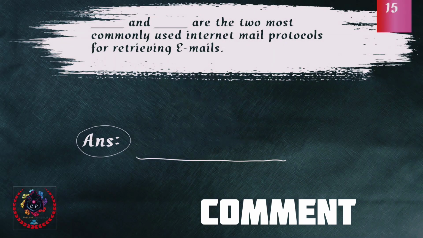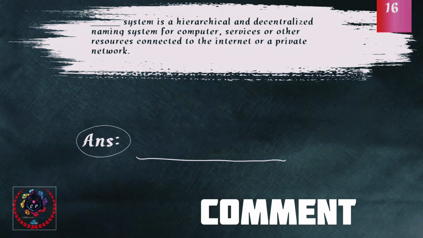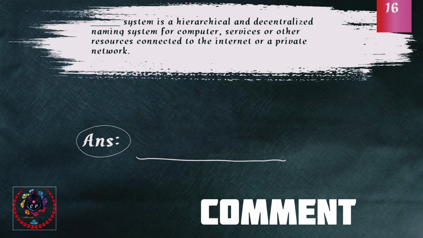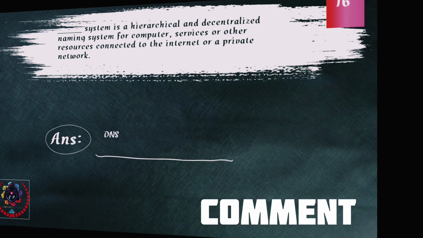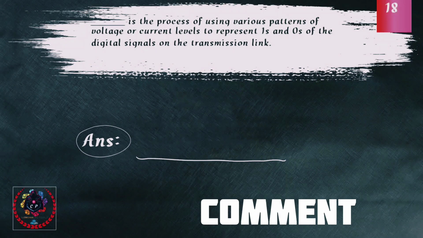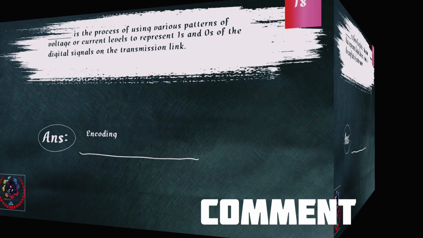IMAP and POP3 are the two most commonly used internet mail protocols for retrieving emails. DNS is a hierarchical and decentralized naming system for computers, services, or other resources connected to the internet or a private network. Full form of DNS: Domain Name System. The process of using various patterns of voltage or current levels to represent ones and zeros of the digital signal on the transmission link is called encoding.